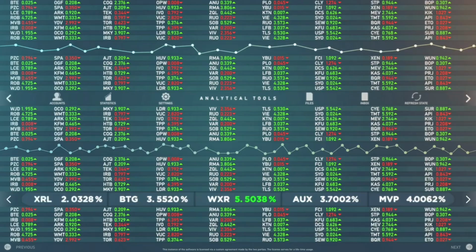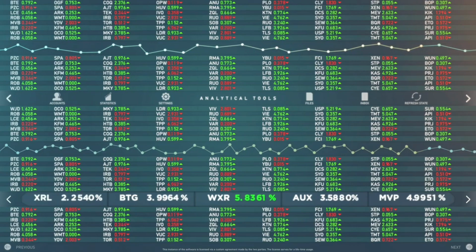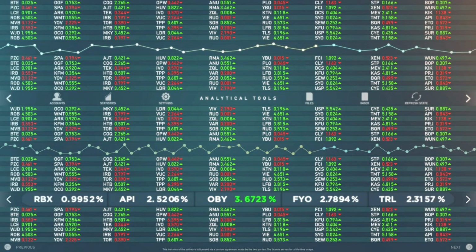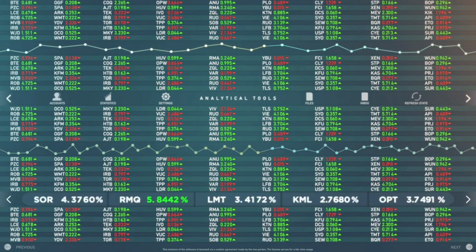Principle number 5: volume validates price. First, see what the candlestick is telling you, then validate it with volume. Is it validating the candlestick price action or not?